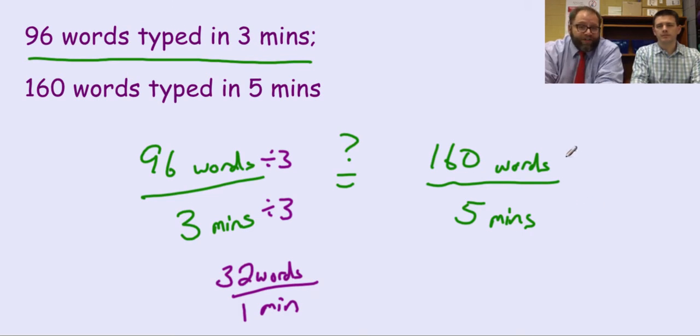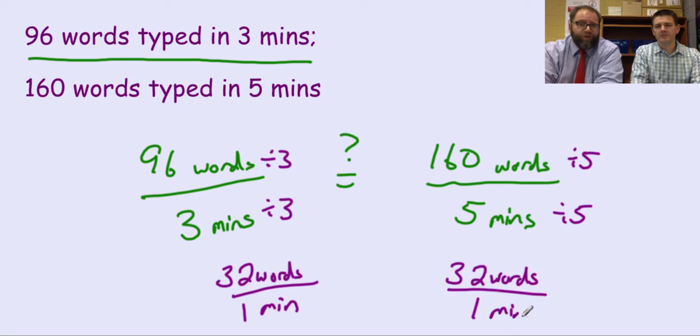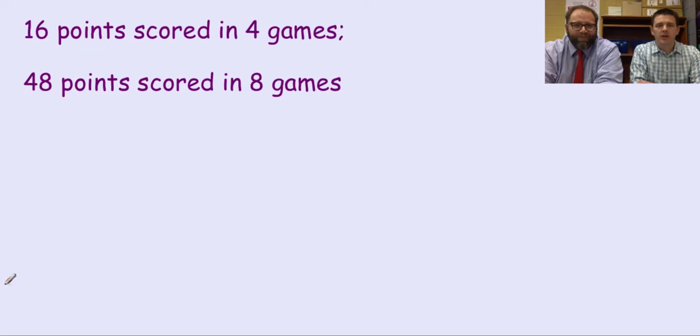Then 160 divided by 5 is 32 words. 5 minutes divided by 5 is 1 minute, meaning 32 words per minute. And what we discover is we do have equivalent rates or ratios. So yes, check mark. We got the same unit rate, so we know that those two are equivalent to each other.